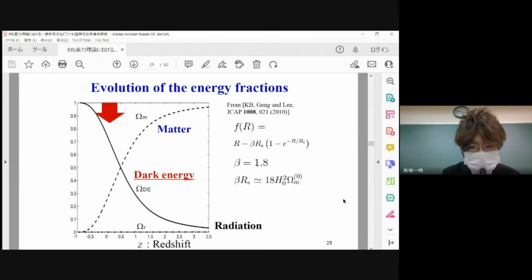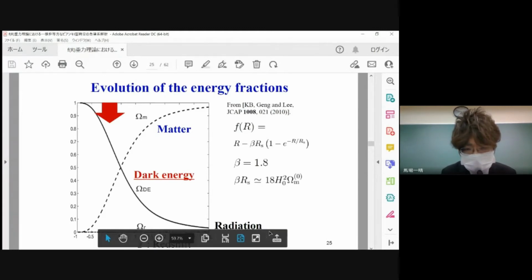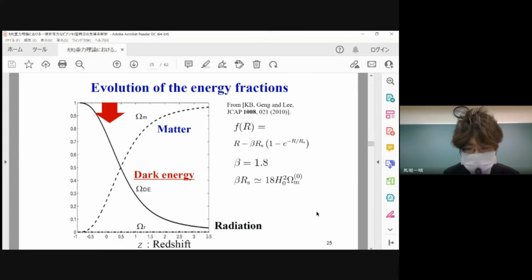We can see that the dark energy component will grow around the current universe. That's why this F(R) gravity model can produce the standard cosmology. Here is the ordinary dark matter, and the radiation is always a much smaller fraction.